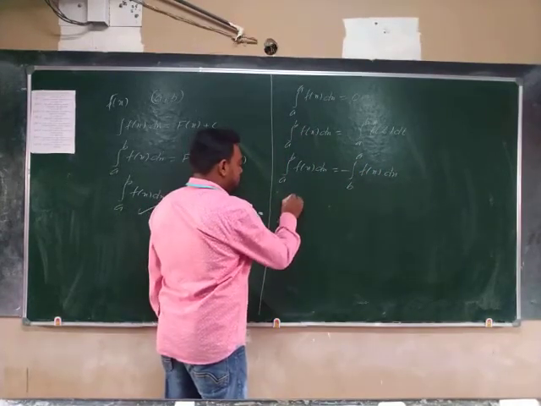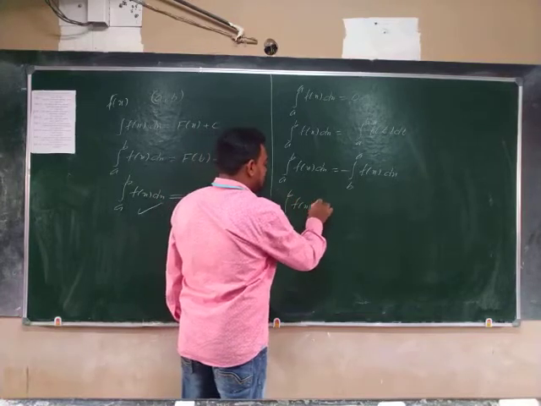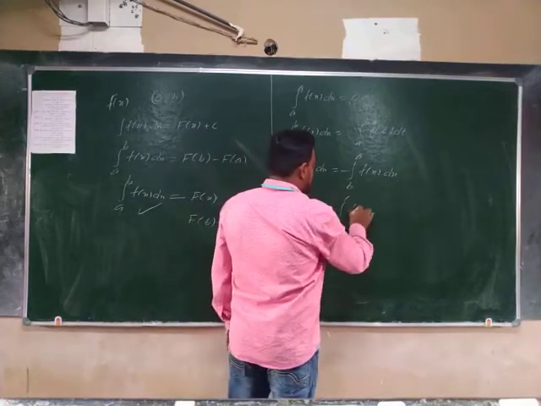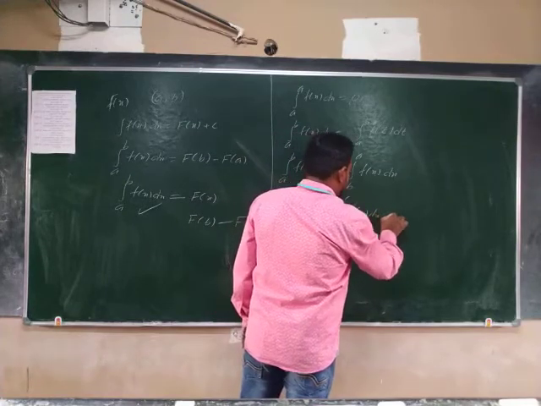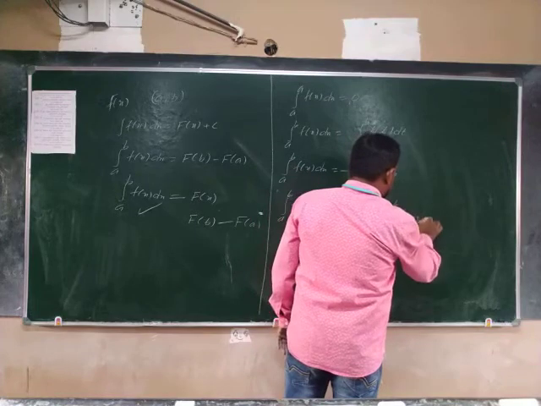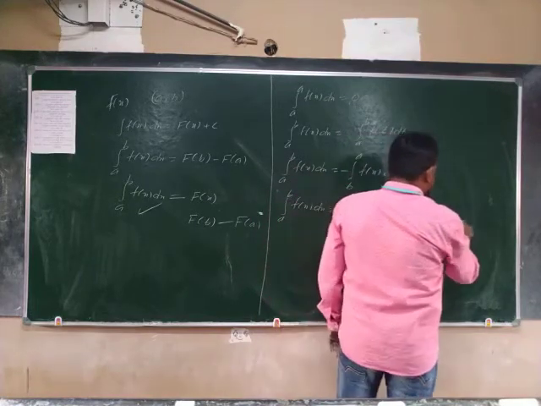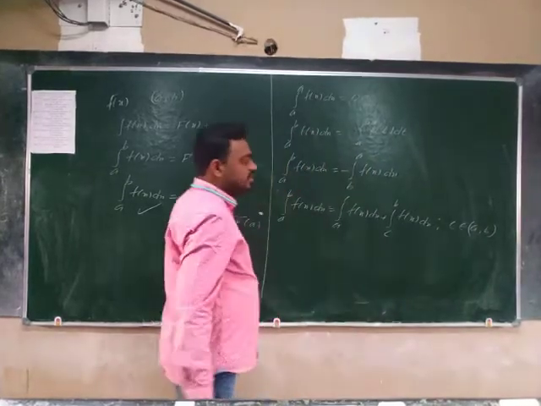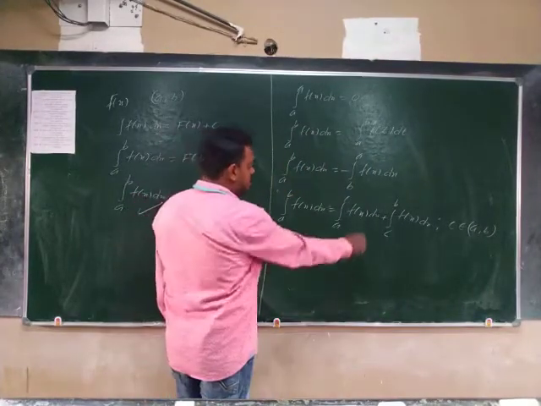Next, the integration from a to b of f of x dx is equal to the integration from a to c of f of x dx plus the integration from c to b of f of x dx, where c belongs to the open interval (a, b).